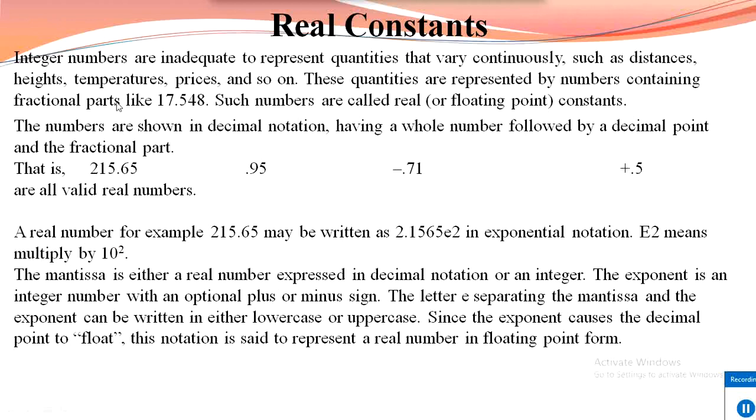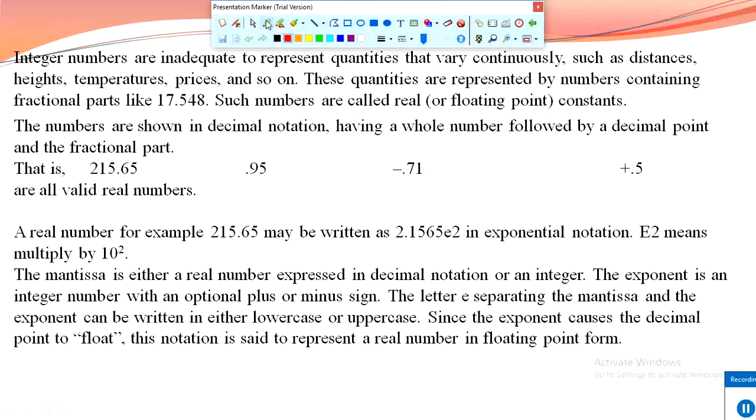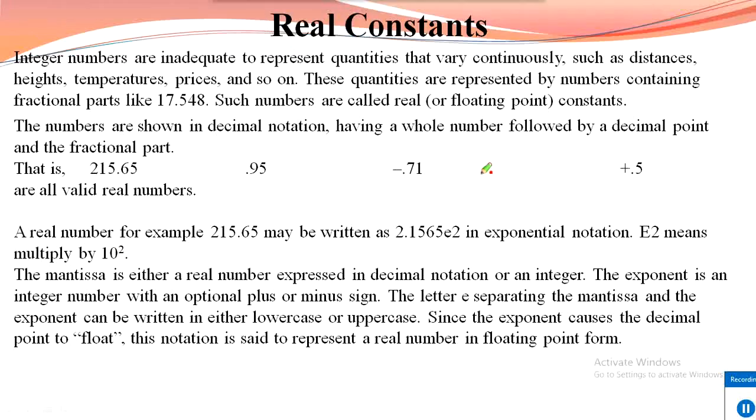Now, real constant. Any quantities like distance, height, temperature, etc. cannot be specified with an integer. If I have to measure the height of a table in meters, then it may be like 0.56 meter or any other value. The decimal point will come. It means all numbers which have a decimal or e are called real constants.